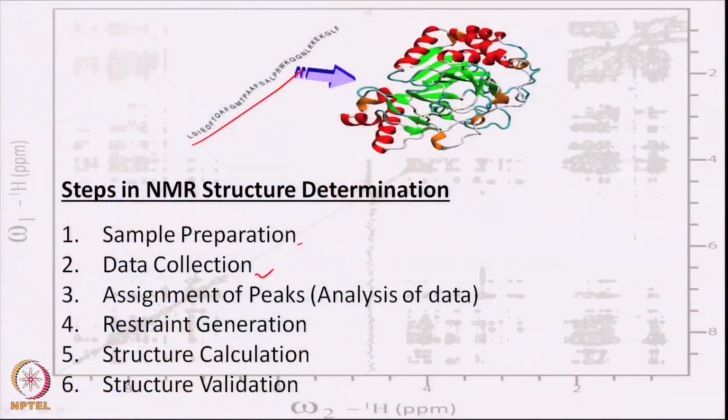Once your data is collected, the next step will be to assign those data. Here, if you look at the background, I have given a spectrum. You need to identify each of these peaks coming from the 2D data set, what these peaks mean, and today I am going to give you some examples. So that will be the assignment of the peaks, or analysis of the data.